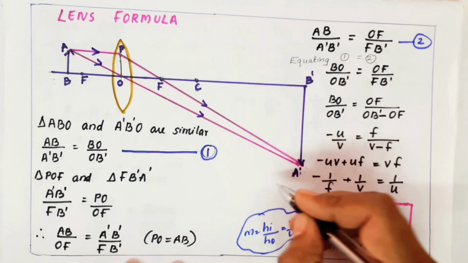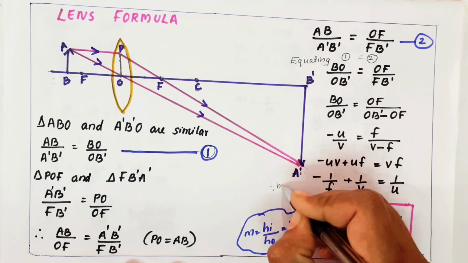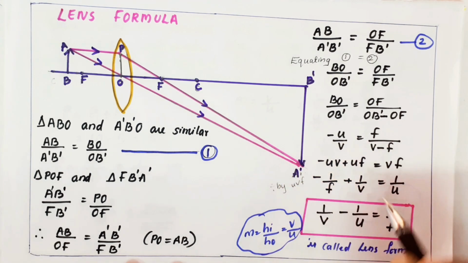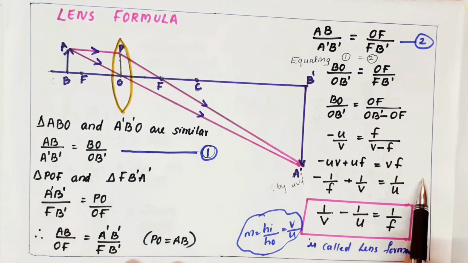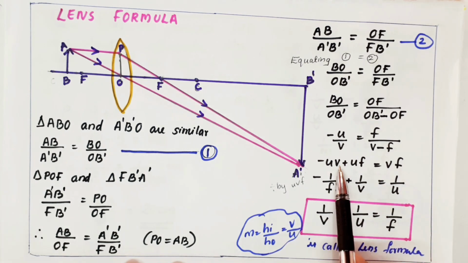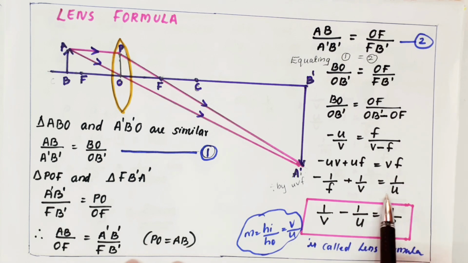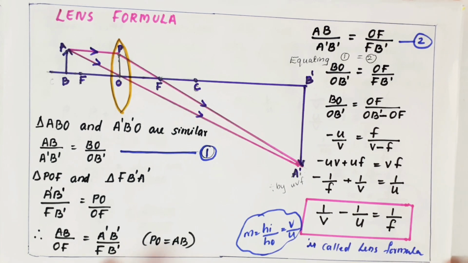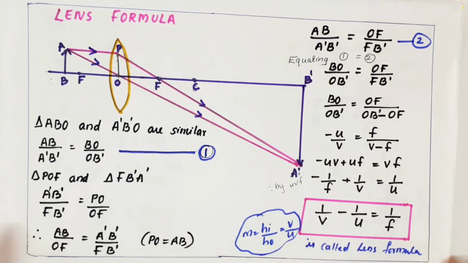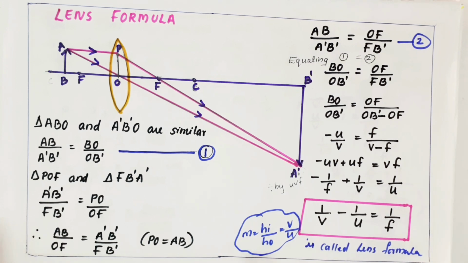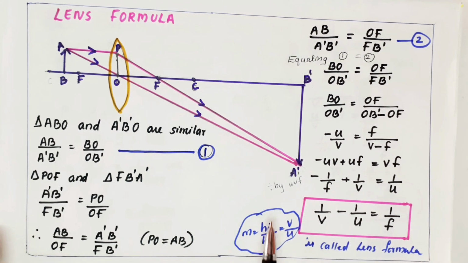After that, next step is dividing the total equation by uvf. So uv is there, f will come. uf is there, v will come here. vf is there, here we get u. So we get the equation 1 by v minus 1 by u equals 1 by f. This formula is called the lens formula. And we already know the magnification equation: hi by ho, that is also equal to v by u.